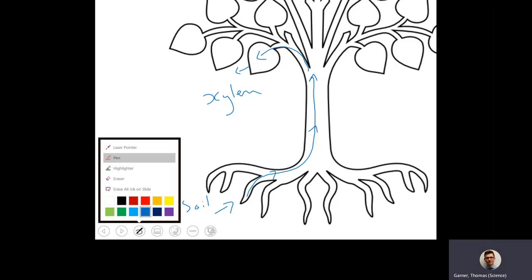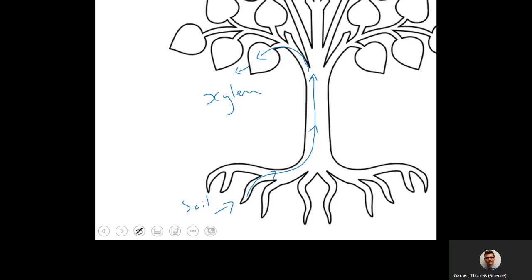The phloem, let's do the phloem as green. The phloem, yes, transports water up and out, but also can take some glucose, transport that down into the roots as well. So that's two-way, and the xylem is one way.